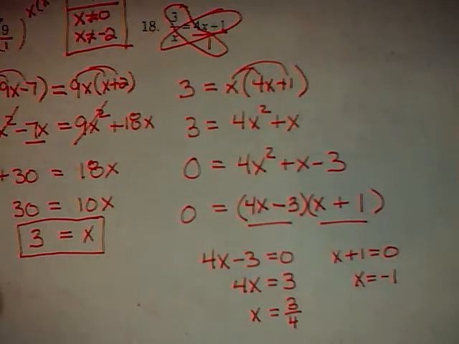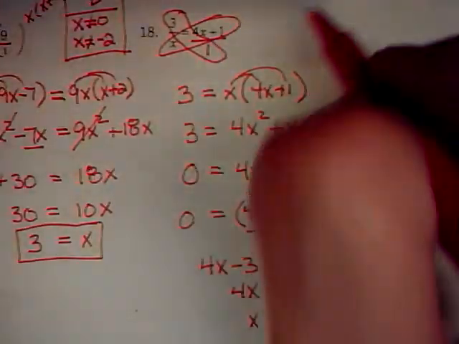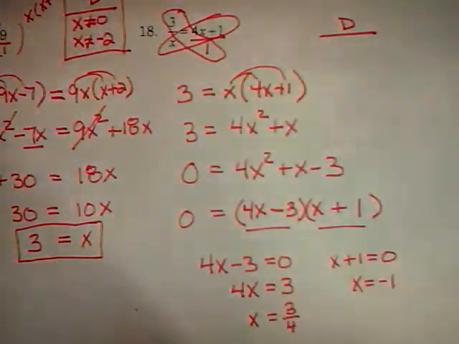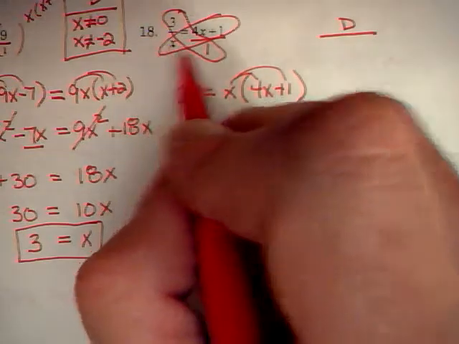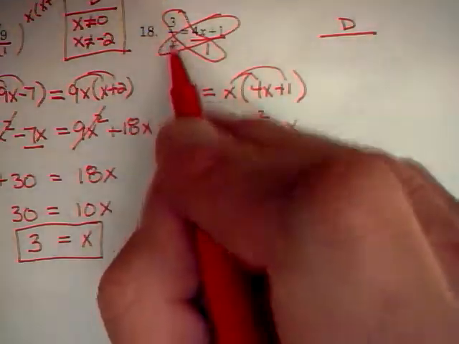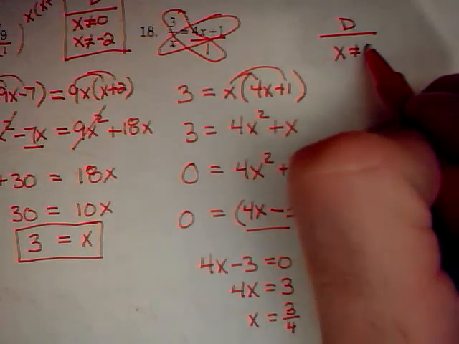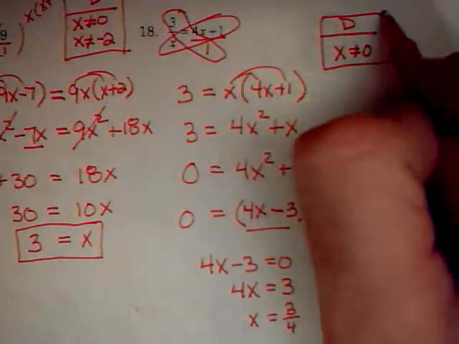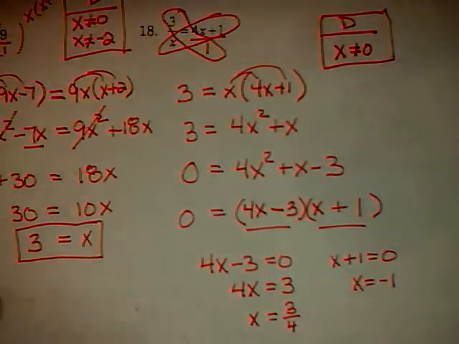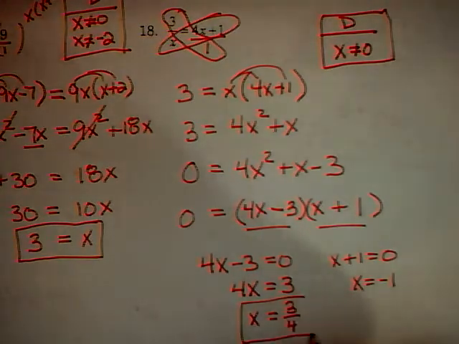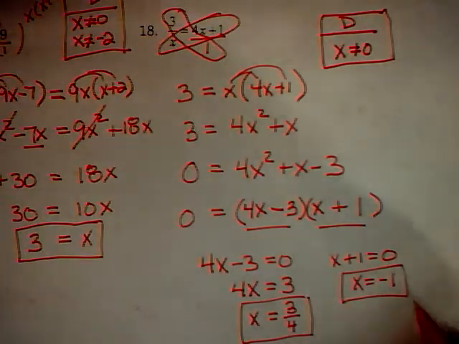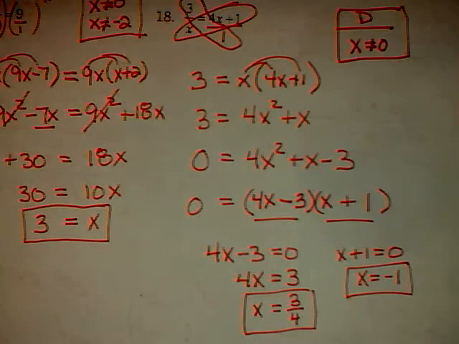We just need to check our restrictions on the original problem. So our domain here looks like the only value we have in the denominator is an x there, so the only thing you could plug in for x to get you 0 would be 0. So your domain, the only bad value would be 0. And since we had a 3/4 and a negative 1 as our solutions, those are both acceptable answers. Okay, so that concludes those problems for the review.